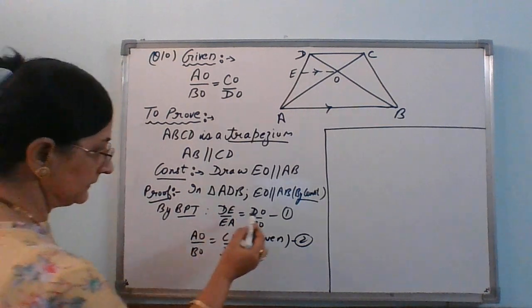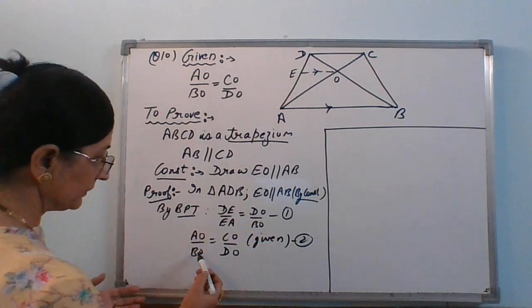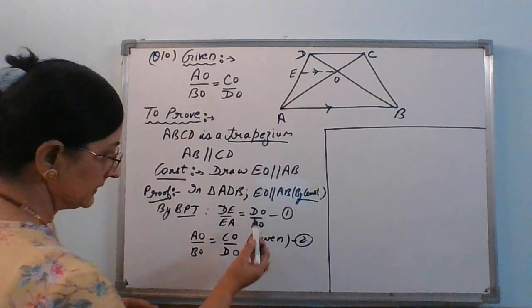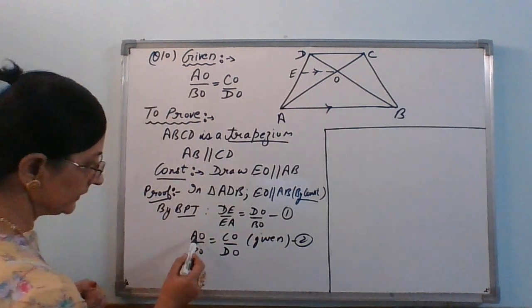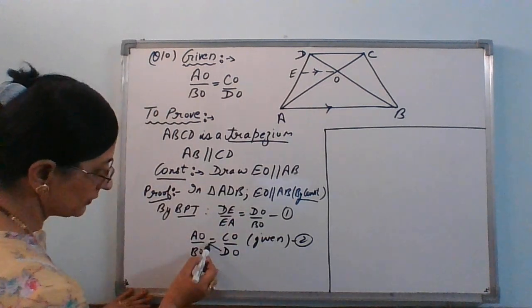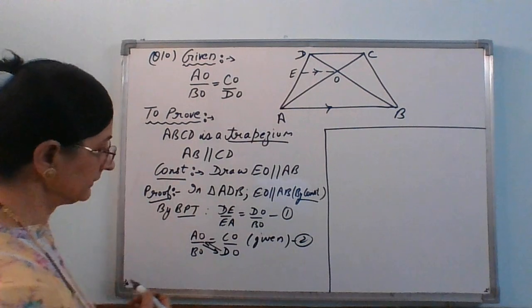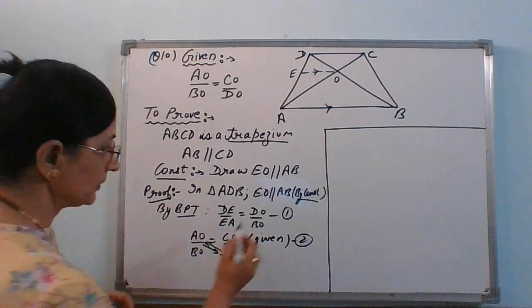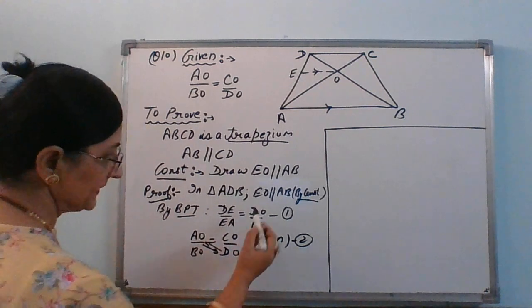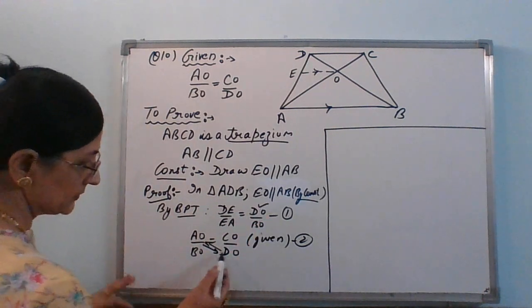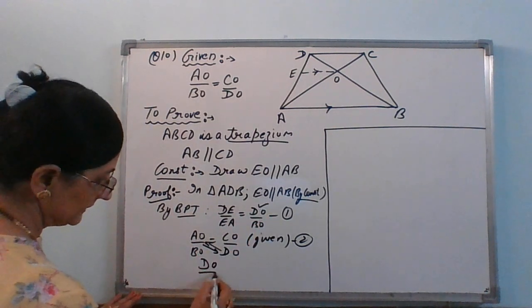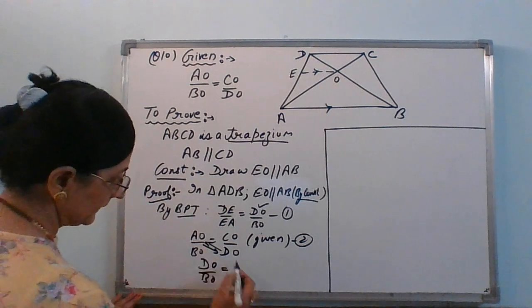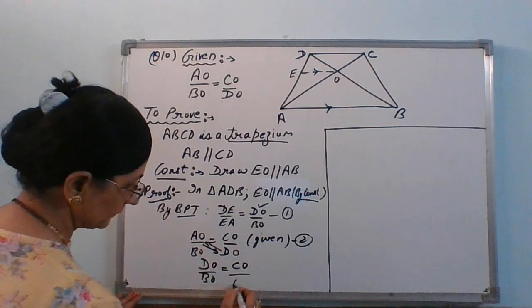We have DO and BO here. We need BO here, and we need DO in the numerator. So I need to cross this: AO will come down and DO will go up. Why am I doing so? Because here I will be comparing them. So I need this DO and BO. So DO comes here, BO was already there, CO was there and AO comes down here.